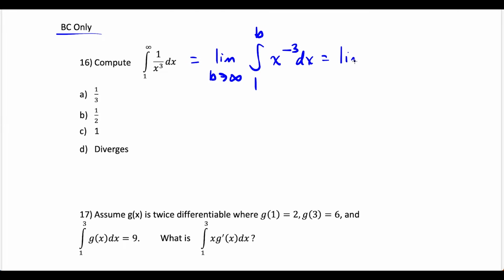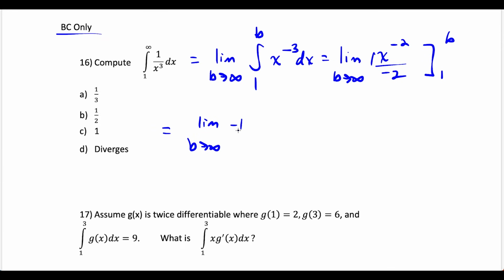So for this one, I would just do the FTC here, the Fundamental Theorem of Calculus, and I would have x to the negative 3 plus 1 is negative 2. I divide by negative 2, and we're evaluating this from 1 to b. And now one thing I like to do for questions like this is I'm going to plug in, but that 1 over negative 2, I'm going to leave out on the side like this.